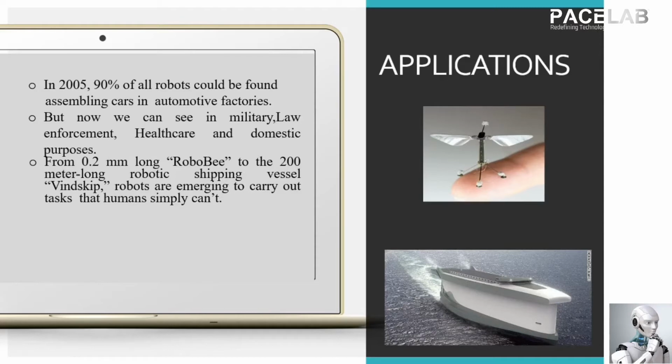Now robots are available in very small sizes and large sizes. You can see a robot called RoboBee, which has a size of only 0.2 millimeter. And also you can see a large robot which has a size of about 200 meters long.